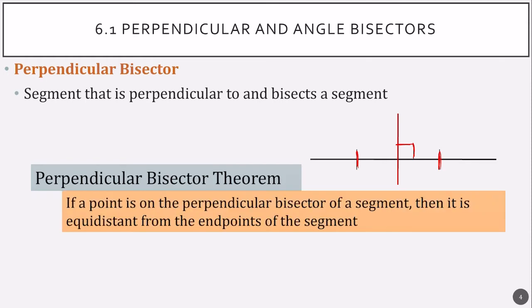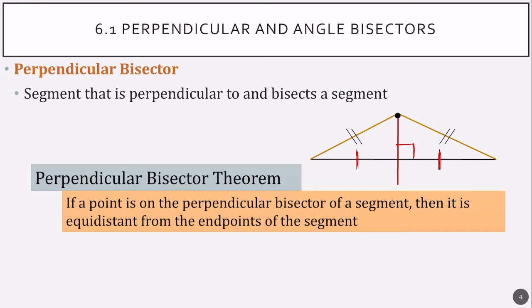The perpendicular bisector theorem says if a point is on the perpendicular bisector of a segment, then it is equidistant from the endpoints of the segment. So that point is on the perpendicular bisector. The theorem says it's the same distance from each side.